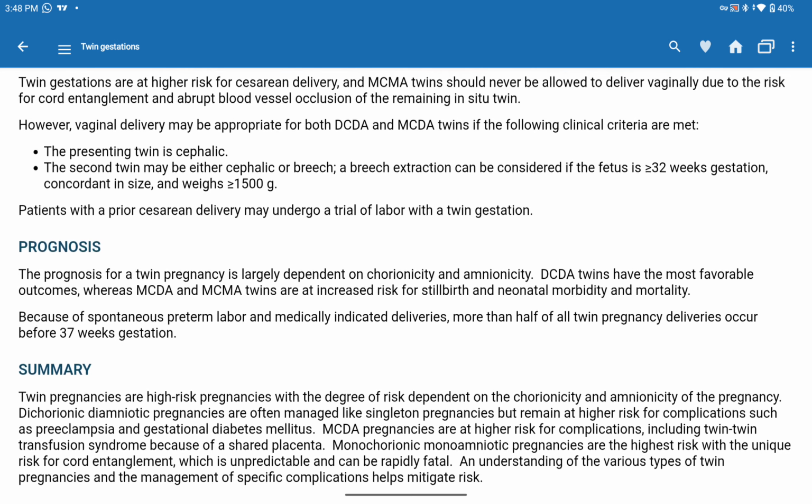Monochorionic diamniotic pregnancies are at high risk for complications, including twin transfusion because of the shared placenta. Monochorionic monoamniotic pregnancies are highest risk, due to cord entanglement, which is unpredictable and can be rapidly fatal. And understanding of the various types of twin pregnancy and the management of the specific complications can help mitigate the risk. So that's all for the twin pregnancy.